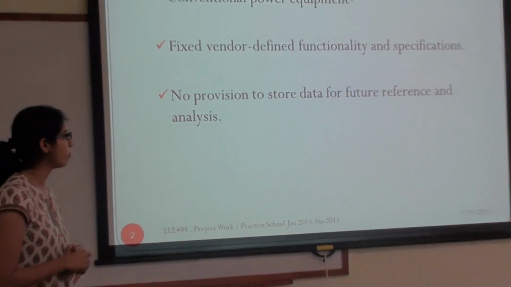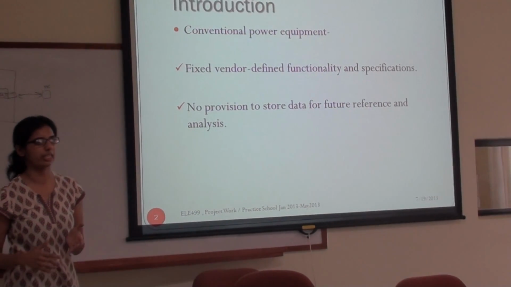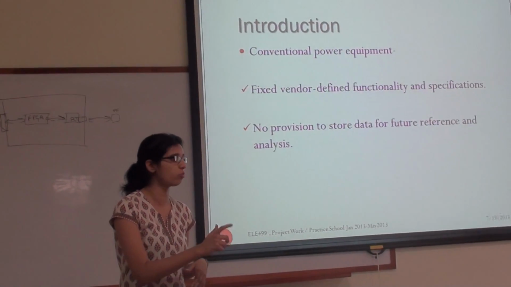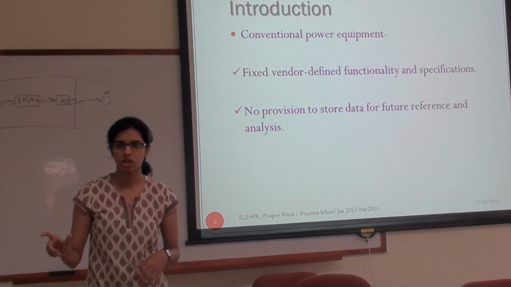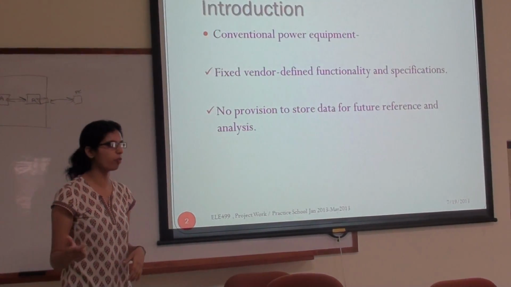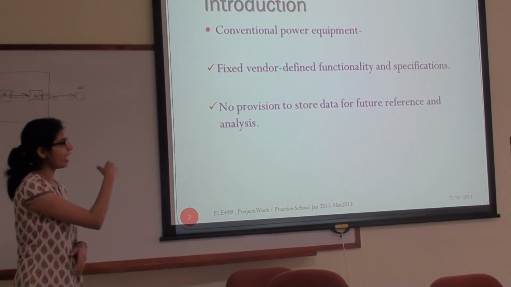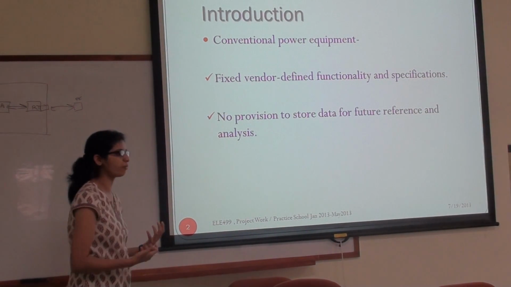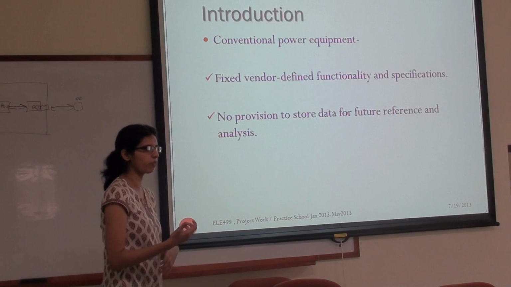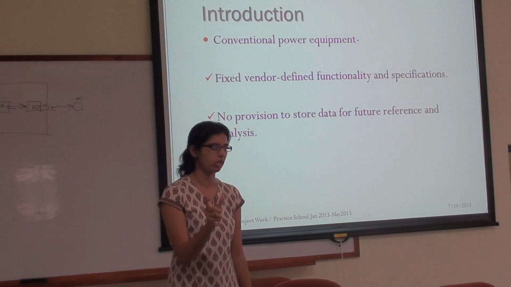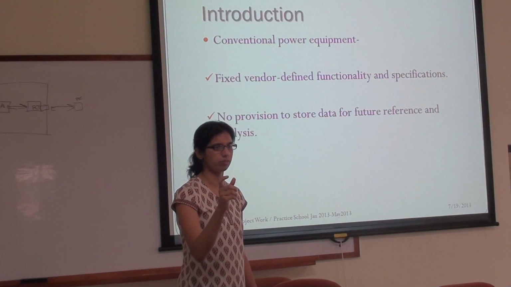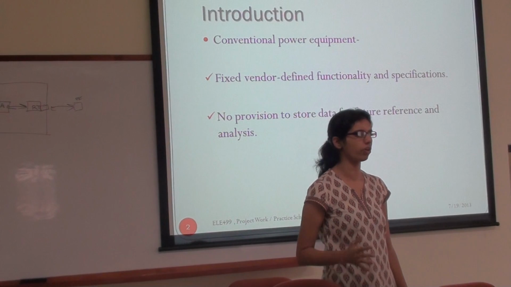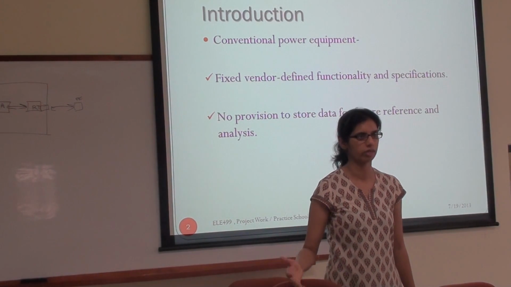The conventional power equipments have fixed vendor-defined functionality. Let's just take a simple multimeter. It will not measure a current which is more than its range. It is defined for a particular range, and that's the current it will measure. It will not go beyond that. So the functionality and the specifications cannot be modified in them. They are hard-coded. Also, you cannot store the data for future reference. And even if you do, it's for a very small data memory. You need to put in a really high-value memory card for you to be able to do that. And that's not really available with the Fluke meter and the Yokogawa meter, for example.